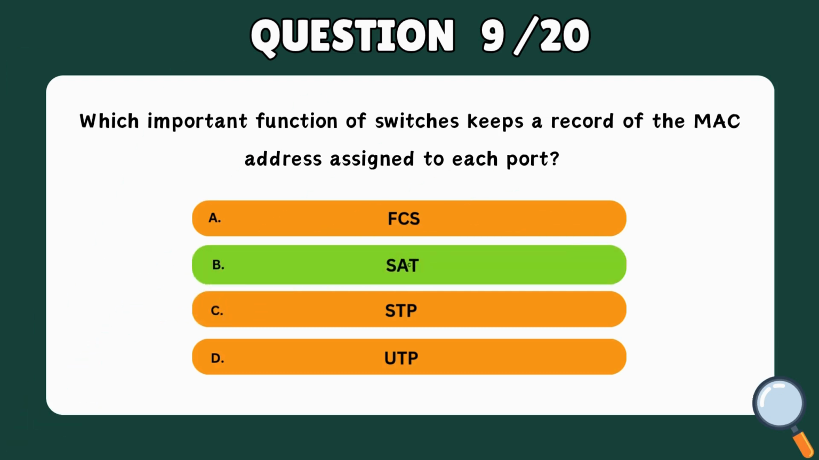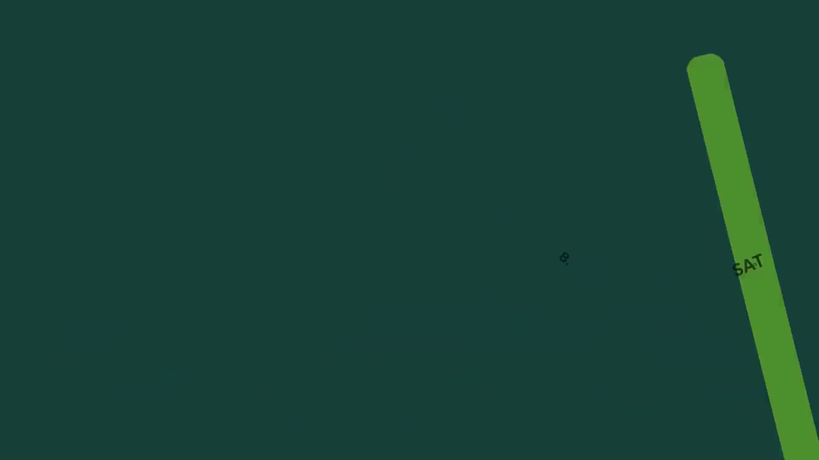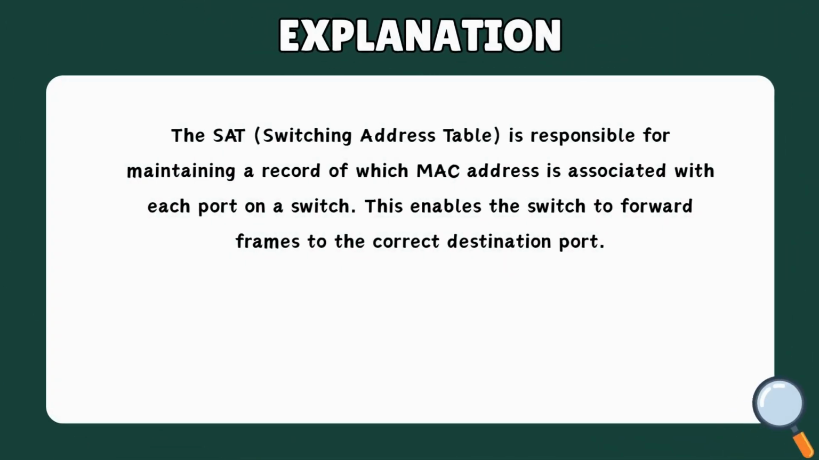Correct answer: B. SAT. The SAT, switching address table, is responsible for maintaining a record of which MAC address is associated with each port on a switch. This enables the switch to forward frames to the correct destination port.